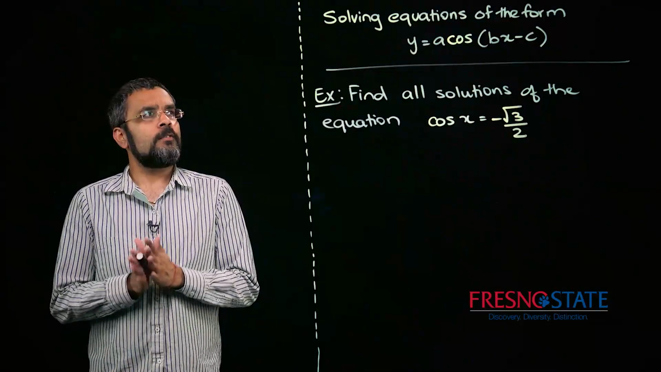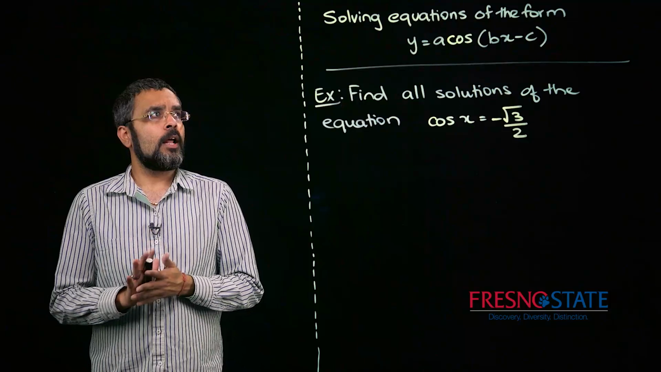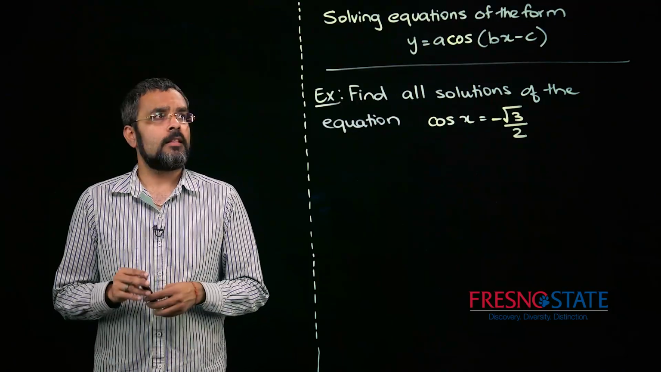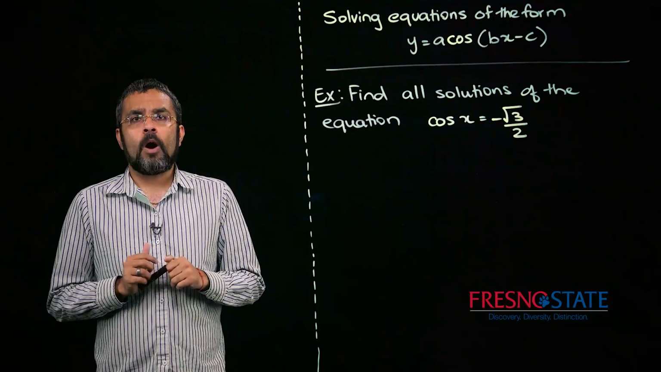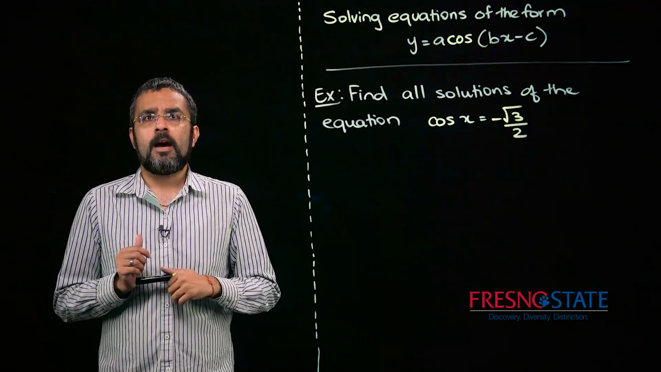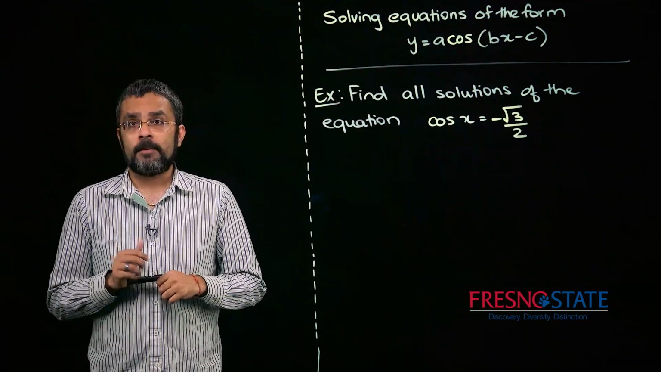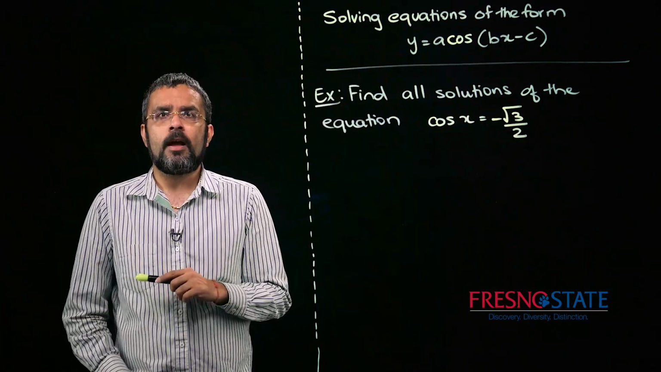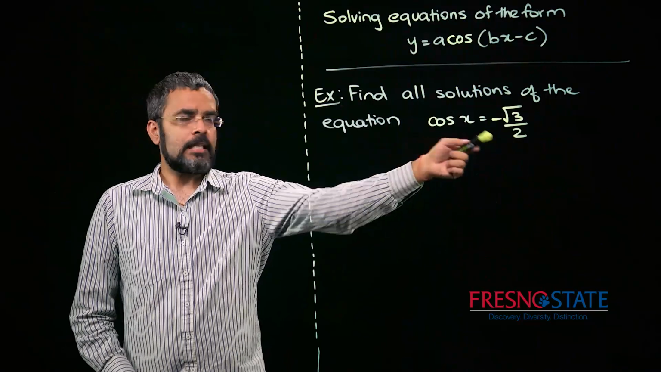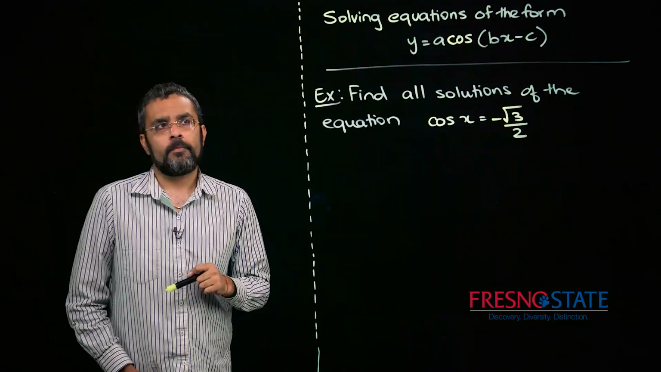Hey everyone, in this video, just like the last one, we're going to look at how to solve trig equations again. In this case, we are particularly interested in equations of the form y equals a cosine(bx plus c), or bx minus c. We're going to look at this example here, where I have cosine x equals negative root 3 over 2.